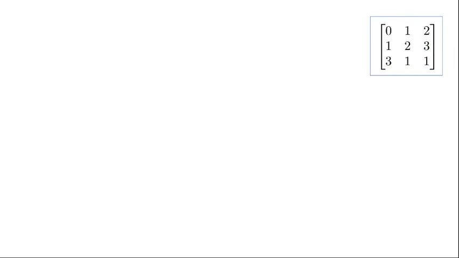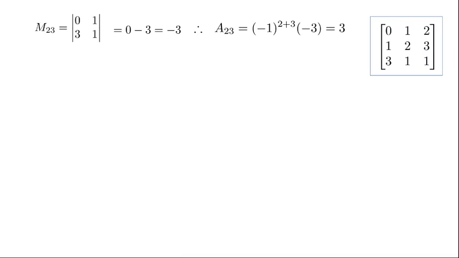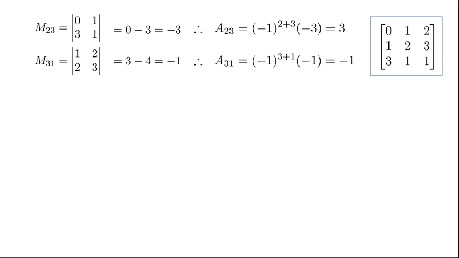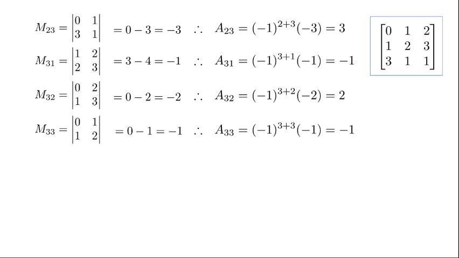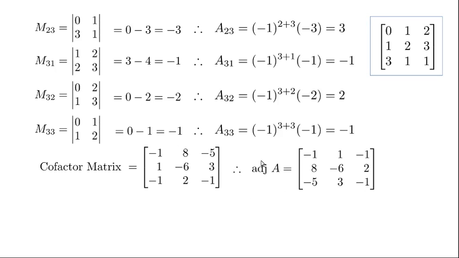Again I have taken back the matrix here for reference purpose, and we are writing the remaining minors and the cofactors. So cofactor matrix, this is the matrix obtained by replacing all these elements by their corresponding cofactors, and the transpose of this matrix is adjoint of the matrix. So adjoint A is the transpose of this matrix.